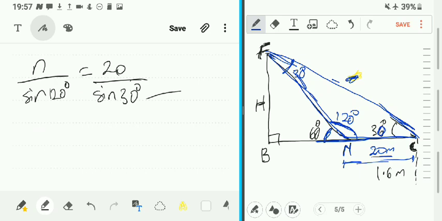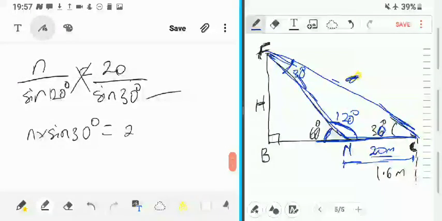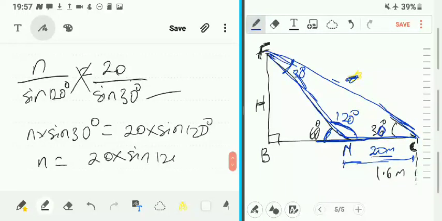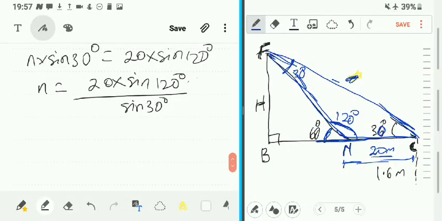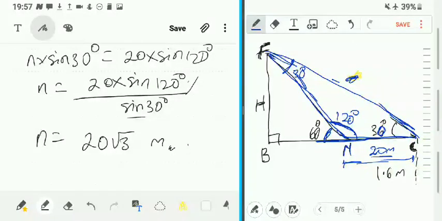So when you cross multiply now, you have n times sine 30 degrees is equal to 20 times sine 120 degrees. So n is 20 times sine 120 degrees divided by sine 30 degrees. You can start using surd ways to solve this if you like. You look for the equivalence of sine 120 and the equivalence of sine 30, and you solve like that. But I'm just going to use the calculator straight away. You have 20 root 3 meters.